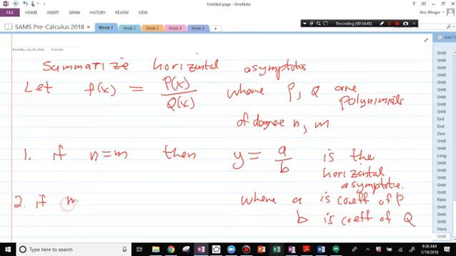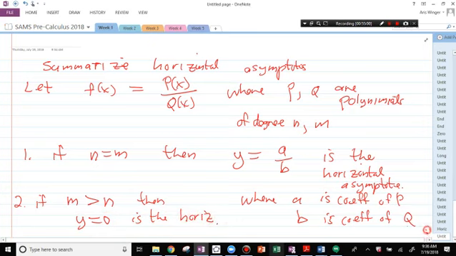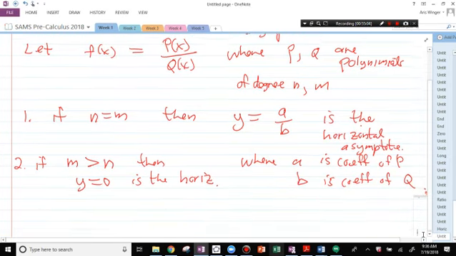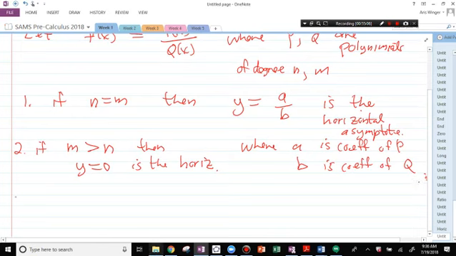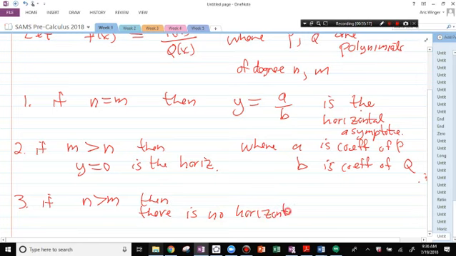2. If the higher power is in the denominator, then y equals 0 is the horizontal asymptote. 3. If the higher power is in the numerator, then there is no horizontal asymptote. We'll drill on this and then we'll move on.